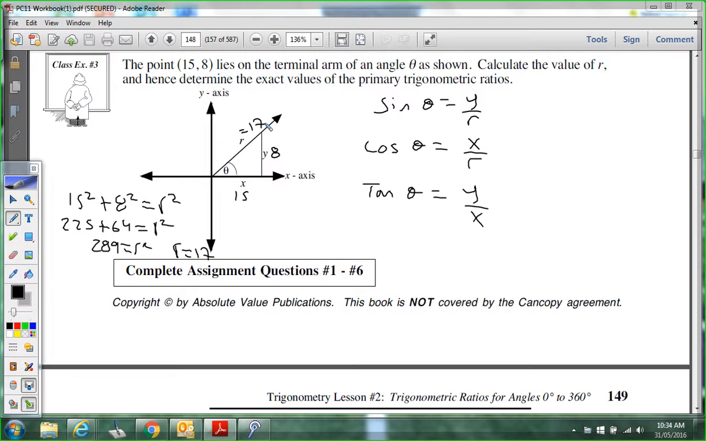And now we have what we need for our trig ratios. So we would go, this is y, 8 over 17, x, 15 over 17, sorry. And then the last one would be 8 over 15. So those are our trig ratios for that given coordinate.